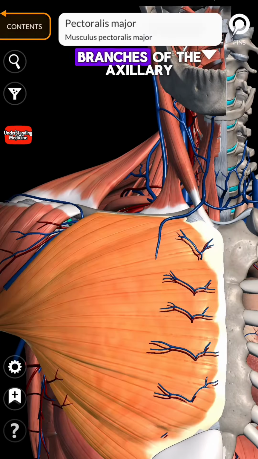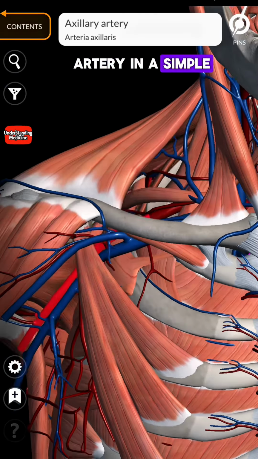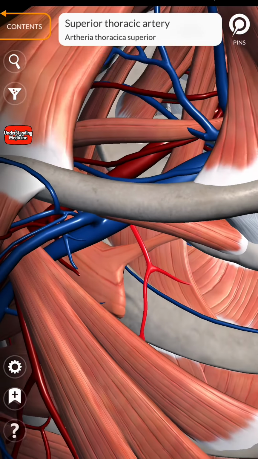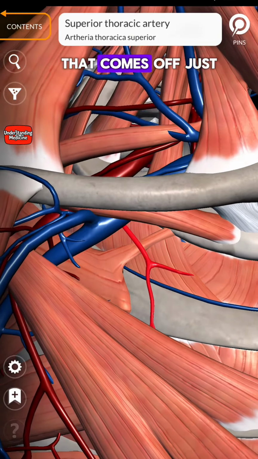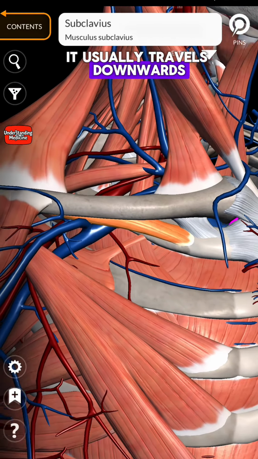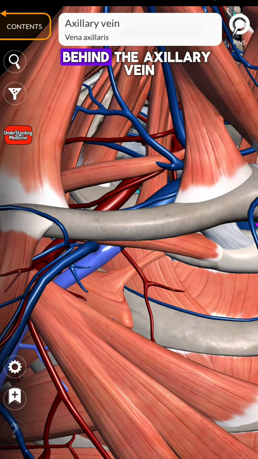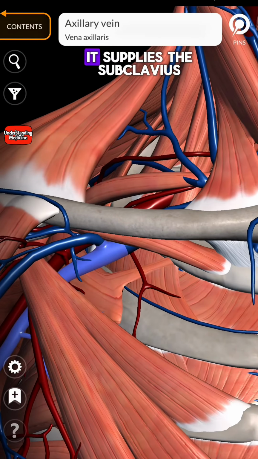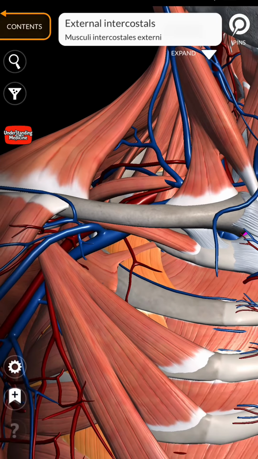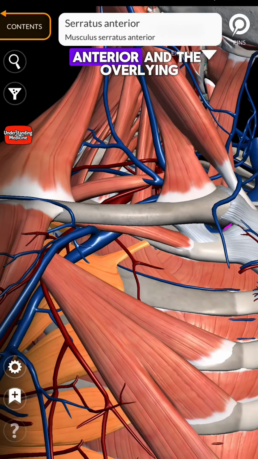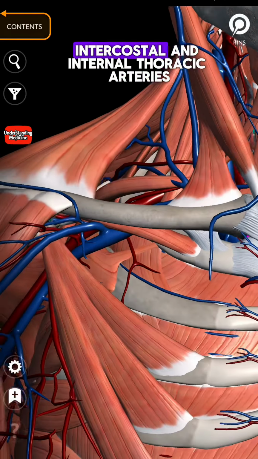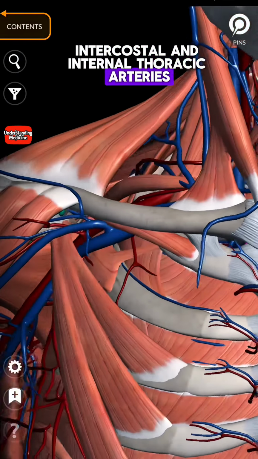Let's talk about the branches of the axillary artery in a simple, easy-to-follow way. First, the superior thoracic artery. It's a small and variable branch that comes off just below the subclavius muscle. It usually travels downwards and towards the midline, behind the axillary vein. It supplies the subclavius, the first and second intercostal spaces, the upper part of the serratus anterior, and the overlying pectoral muscles. It also connects with nearby intercostal and internal thoracic arteries.